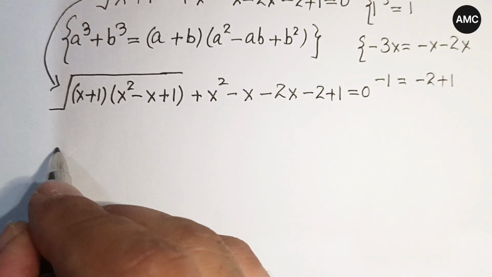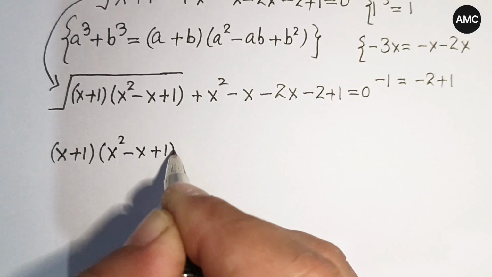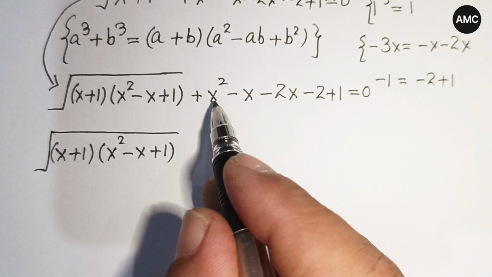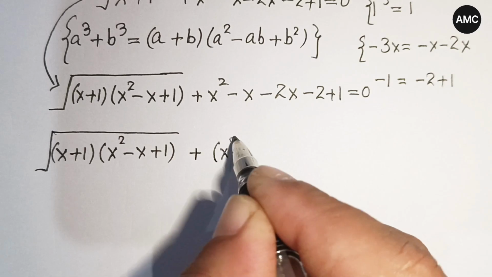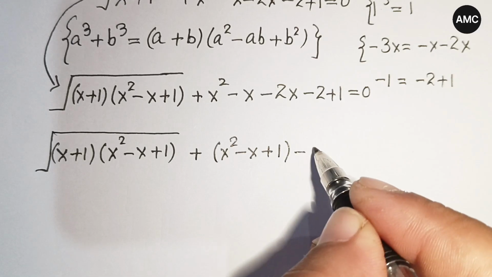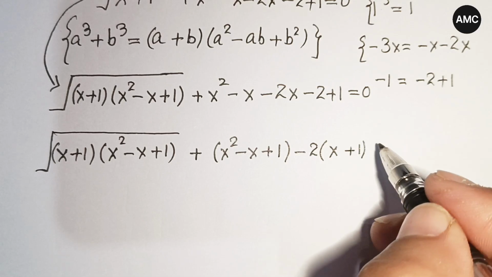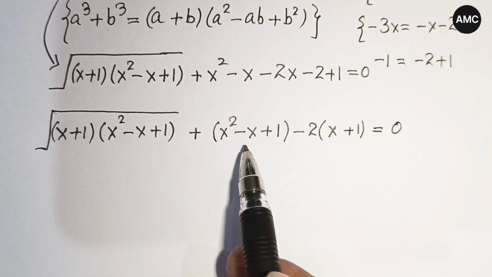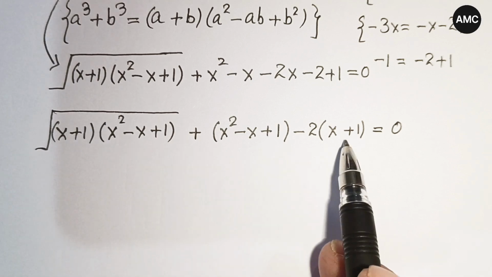Now we have x plus 1 times x squared minus x plus 1, the whole under a square root. If we write this x squared with minus x and plus 1 all together, we have x squared minus x plus 1, and here we have minus 2x minus 2. We are going to factor out minus 2 here, so inside the bracket we will get x plus 1, is equal to 0. Now we see that it is x squared minus x plus 1, and also x squared minus x plus 1. So x plus 1 is under the square root, and it is x plus 1.